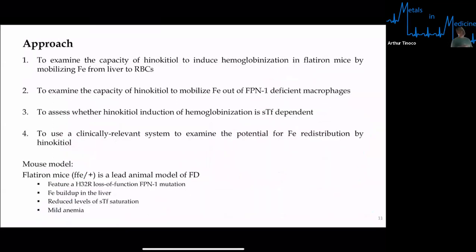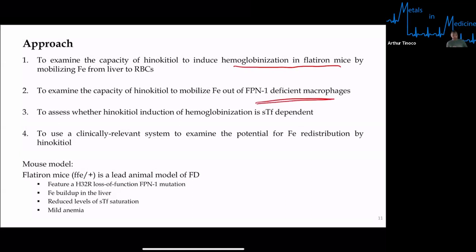All right, so here is their overall approach. First, they wanted to examine the capacity of the ligand to induce hemoglobinization in the ferroportin disease mouse model, the flatiron mice. So essentially, they wanted to look at whether they can mobilize iron from the liver to the red blood cells. So that was the first thing that they did. Next, they wanted to examine the capacity of the ligand to mobilize iron out of ferroportin 1 deficient macrophages.